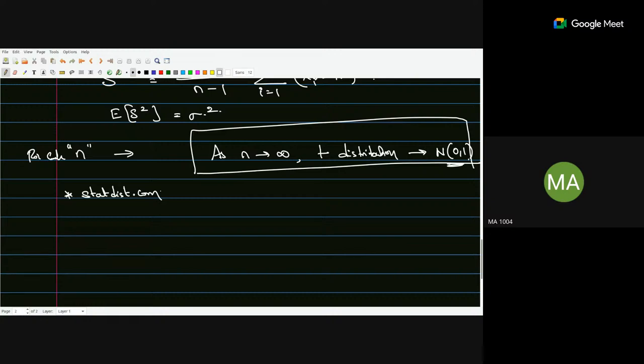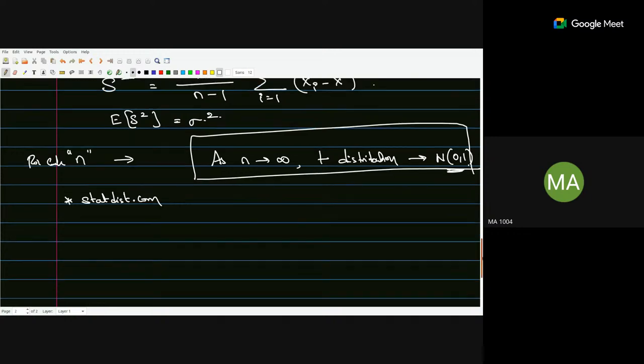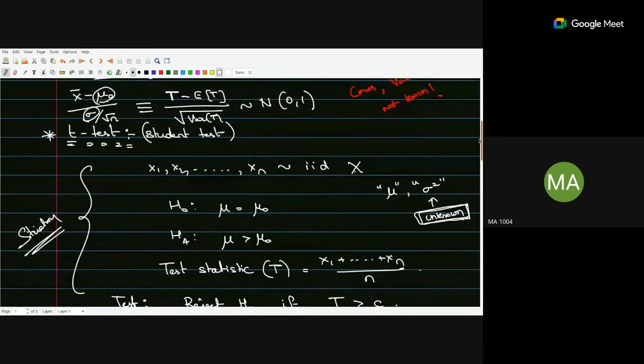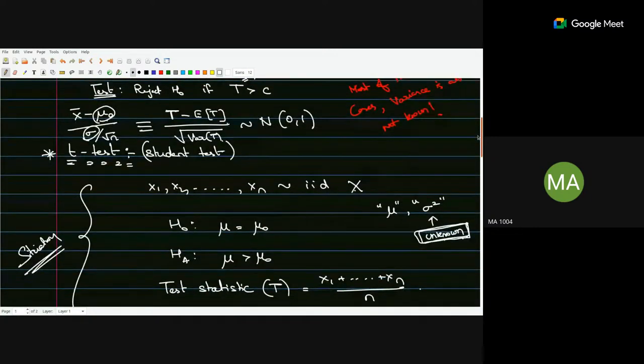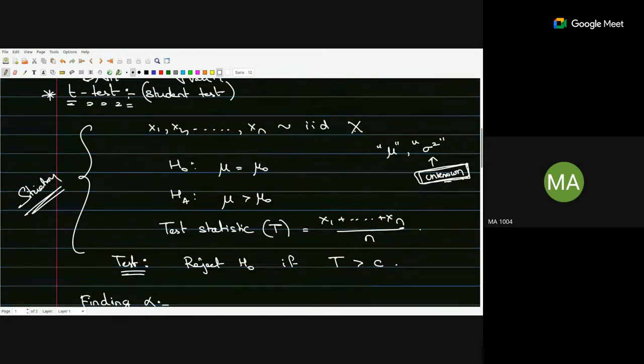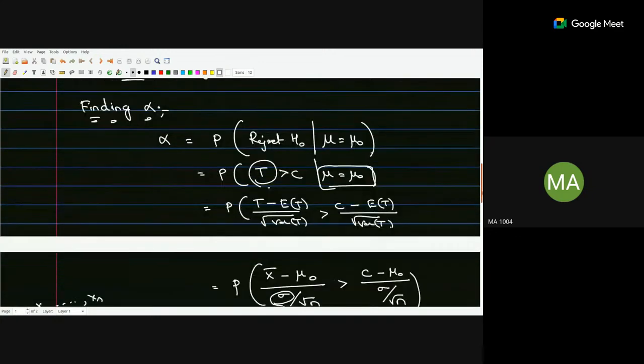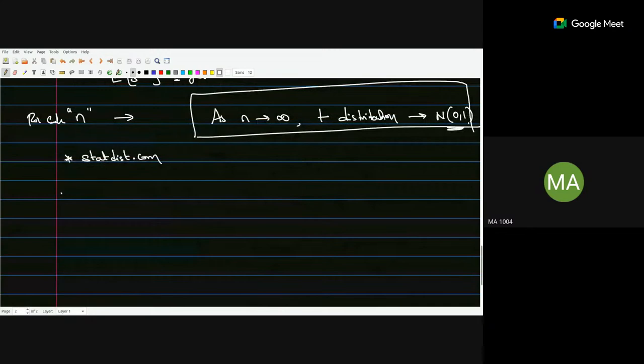Whatever we discussed, if you are not following through, just forget. Or if you don't want, just forget that. The only key thing we change here is, the difference between the Z test and the T test is, if the sigma square, the population variance, is not known, we simply replace it with sample variance. So that's the key change, key difference.